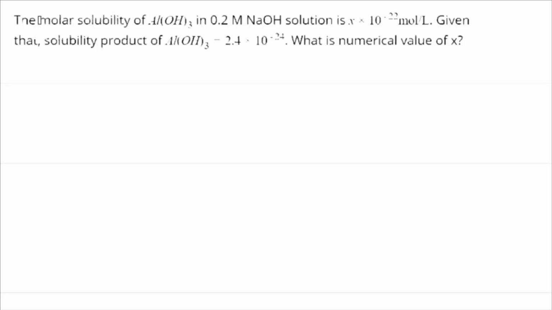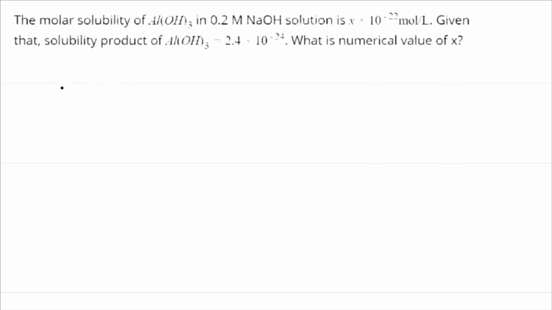Hello student, the given problem is: the molar solubility of Al(OH)3 in 0.2 molar NaOH solution is x × 10^-22 mole per liter. The Ksp of Al(OH)3 is equal to 2.4 × 10^-24. So what is the numerical value of x?